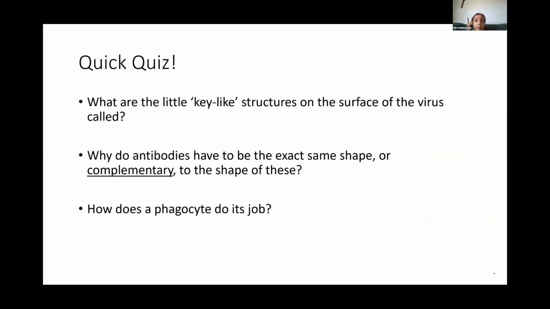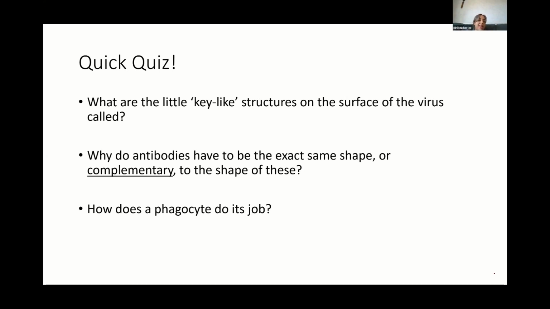whichever one you prefer. So first question, what are the little key-like structures on the surface of the virus called? A clue is it begins with an A. Why do antibodies have to be the exact same shape or complementary to the shape of those structures? And number three, how does the phagocyte do its job? Once again, I'm not looking for the A-level description at all for this. I'm just looking for a summary of what we talked about, how the phagocyte actually does its job.